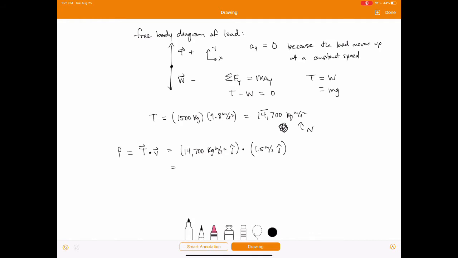So you calculate these numbers and you have 22,050 units are kilograms. We get meters squared on the top and seconds cubed on the bottom. But again, we'll keep 2 sig figs. So about 22,000 watts is the power output of that crane.